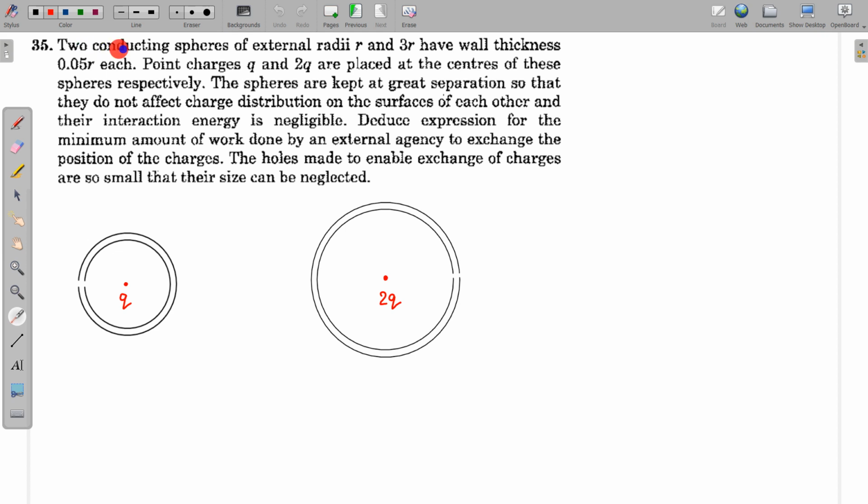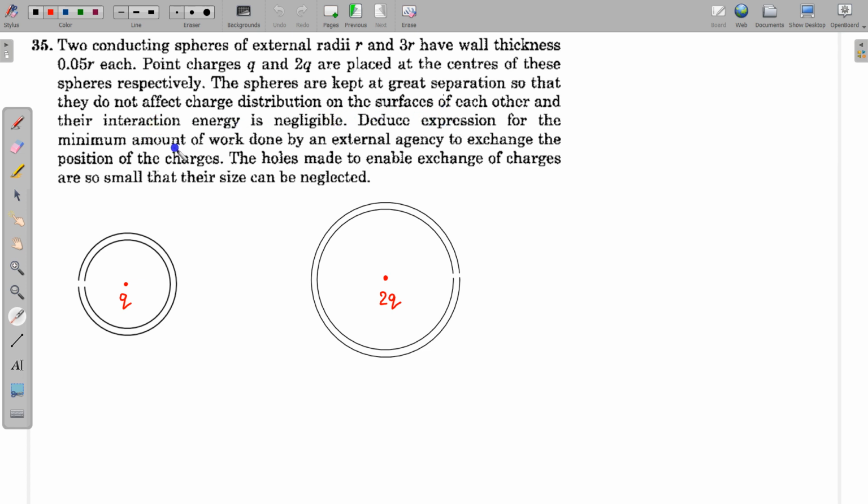In this question, two conducting spheres of external radii r and 3r have wall thickness 0.05r each. Point charges q and 2q are placed at the centers of these spheres respectively. The spheres are kept at great separation so that they do not affect charge distribution on the surfaces of each other, and their interaction energy is negligible.